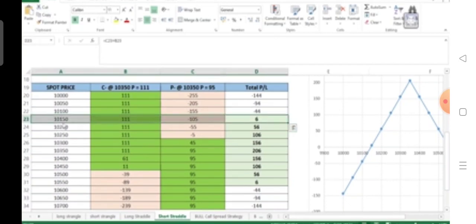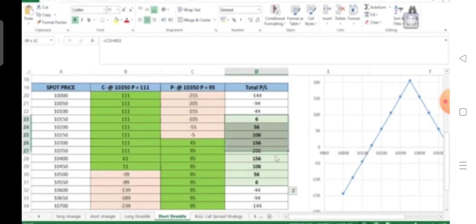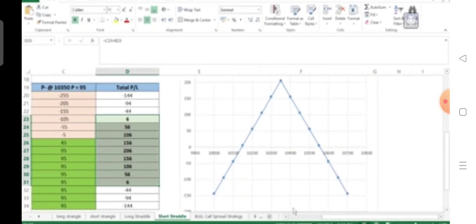Now as we can see here, these are the payoffs from this particular strategy. We can see clearly that if the market is between 10,150 and 10,550, this strategy is giving us a positive payoff. And if the market moves considerably beyond these two ranges, that is below 10,150 or above 10,550, this strategy starts giving us a negative payoff, that is, a loss.